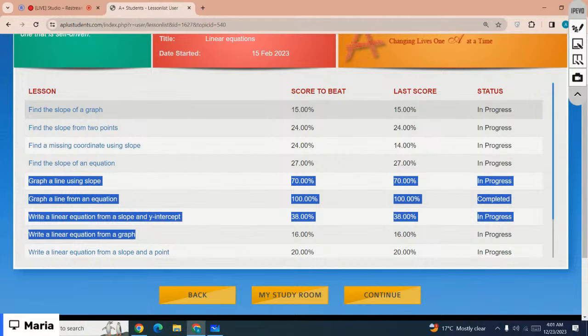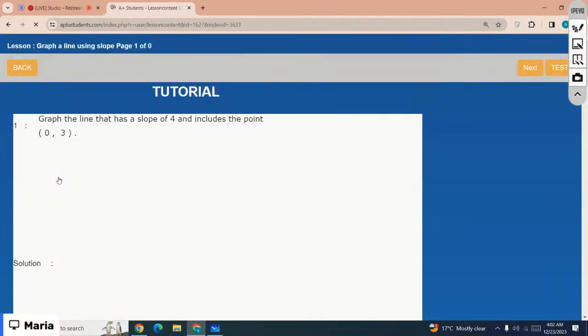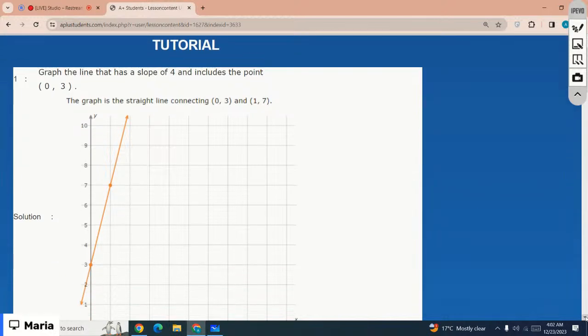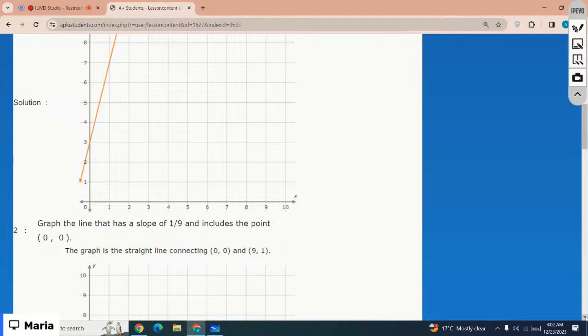Okay, so here I'm on grade 8 math. The chapter we're working on is linear equations. We're going to start with the lesson graph a line using slope. So you are given the slope and you have to graph a line. How do we graph, right? Graph the line that has a slope 4 and includes the point 0, 3, right? So you have a graph, you need to graph a line. You are given the slope that is 4 and you have to graph the line.